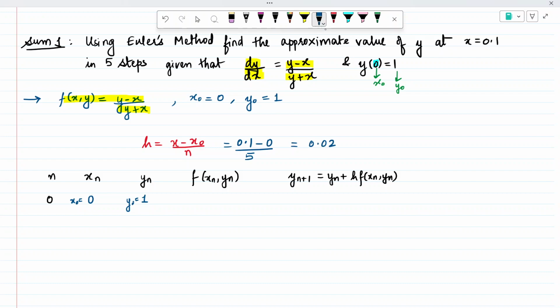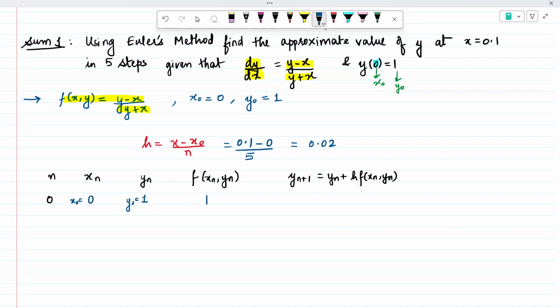So what is the value of the function? Put 1 in place of y, put 0 in place of x. What is your answer for the function? Come on, not a difficult question. Very good. Answer is 1. Numerator will be 1 minus 0, denominator will be 1 plus 0. 1 divided by 1 is 1.